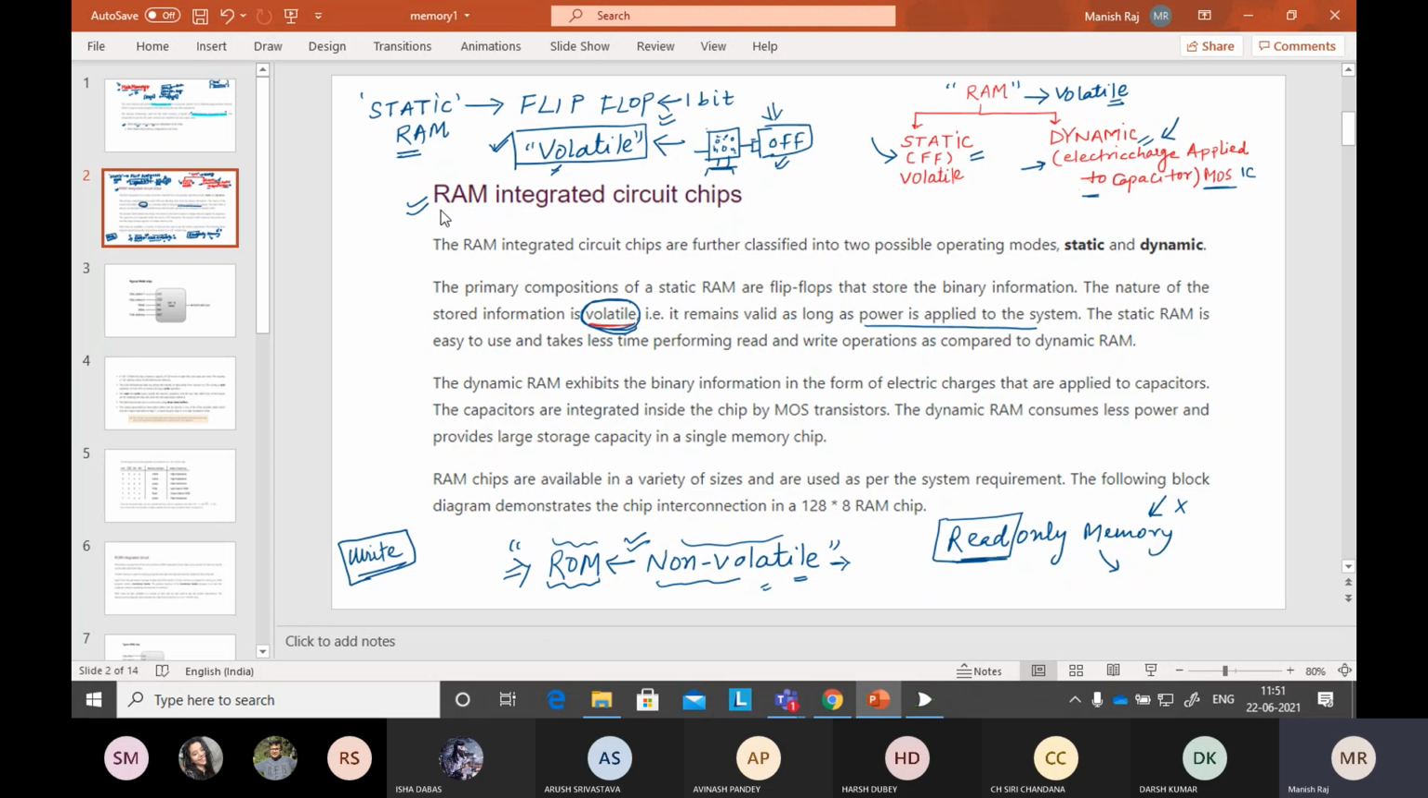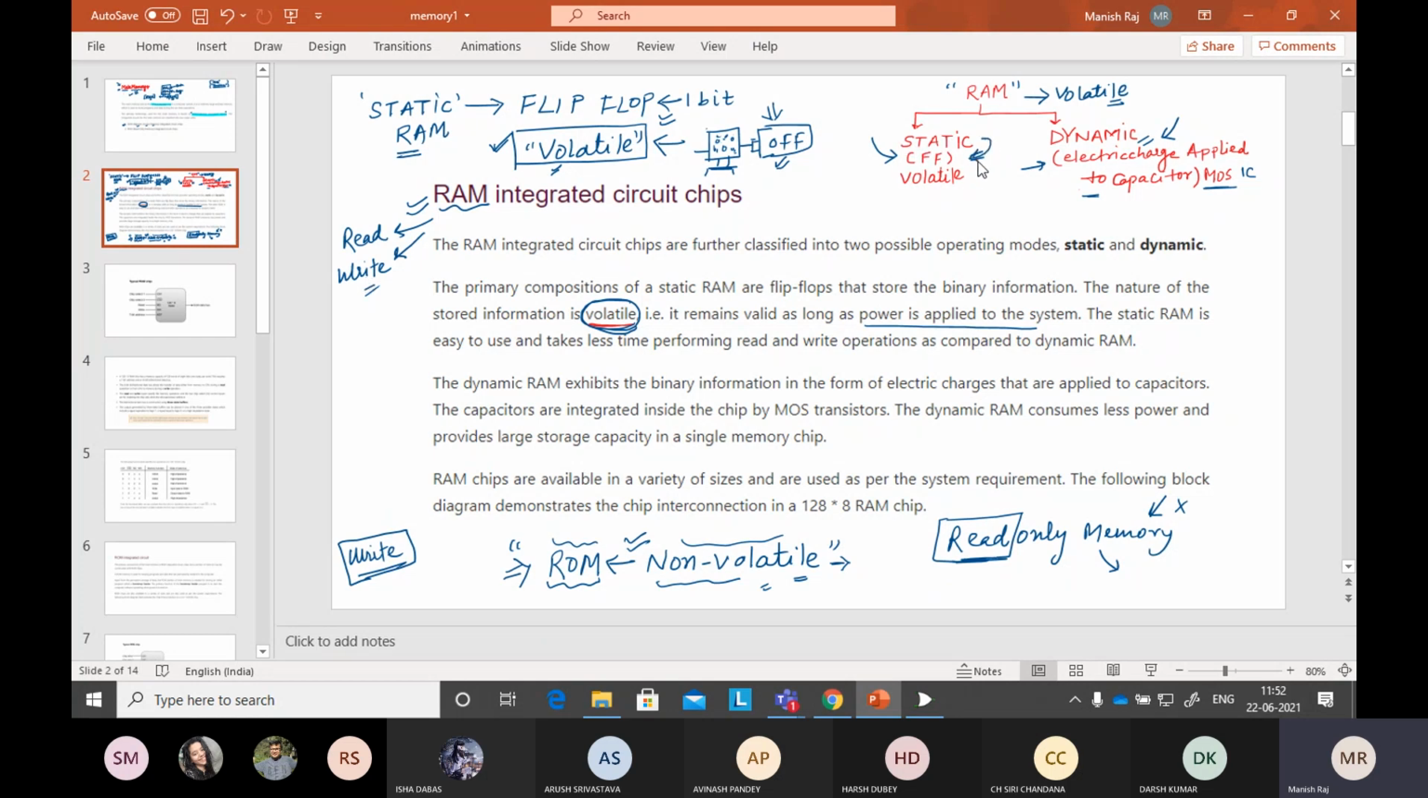Okay, in this RAM, you can write and read. Both things you can do. So you can read and you can write. Both things you can do in the RAM memory. So first I am telling about the static.